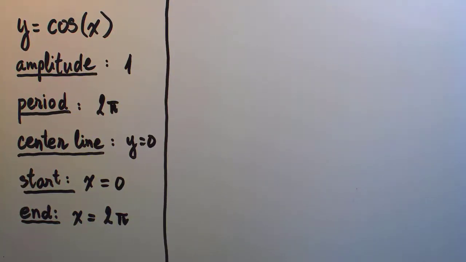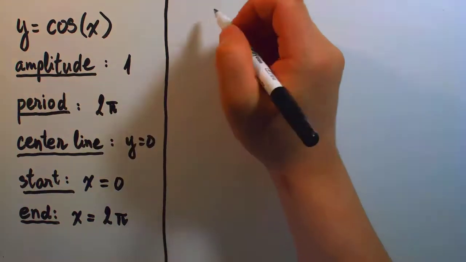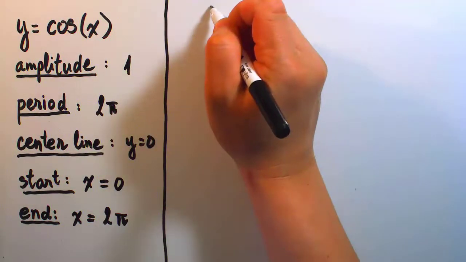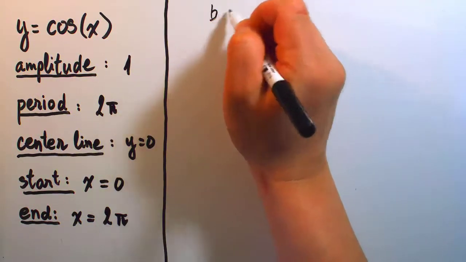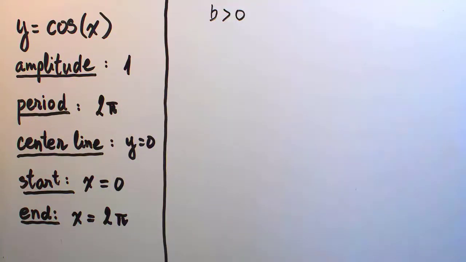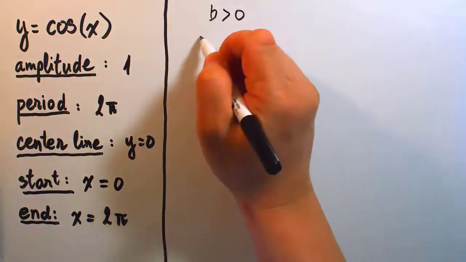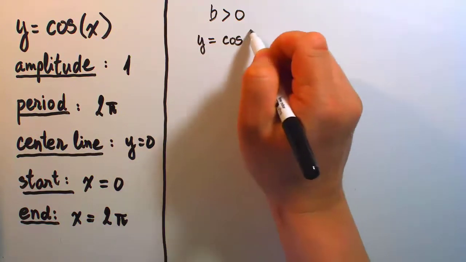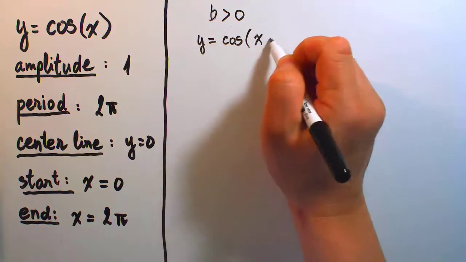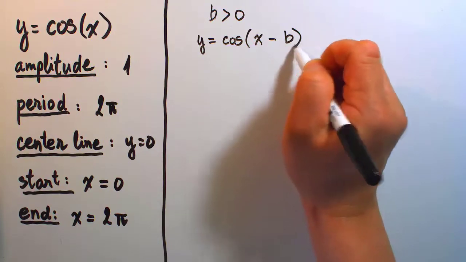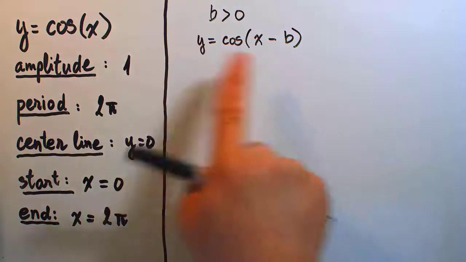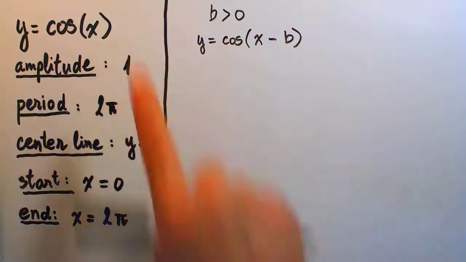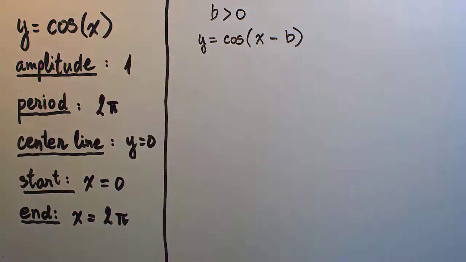So, starting out with a value b again being positive. And this time we want to investigate how this function cosine of x minus b will change the graph compared to the original graph of cosine of x.